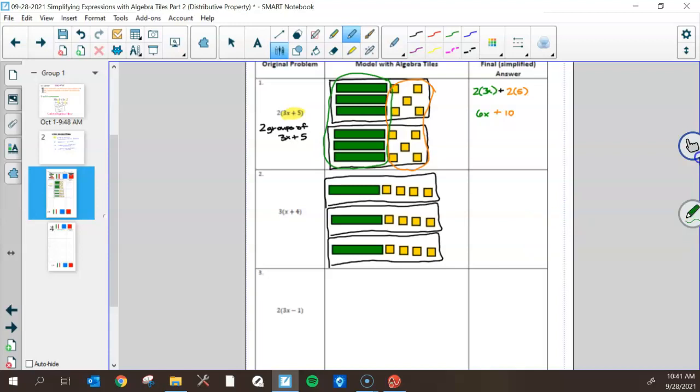I'll give you a little bit of time to model because I can cheat and duplicate. You guys have to draw all the extras, so I'll wait just a second.